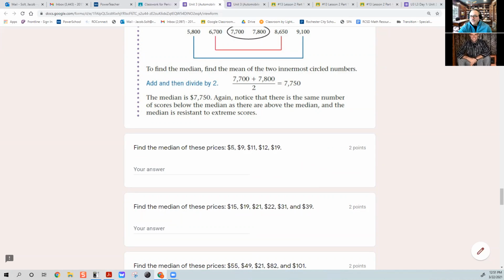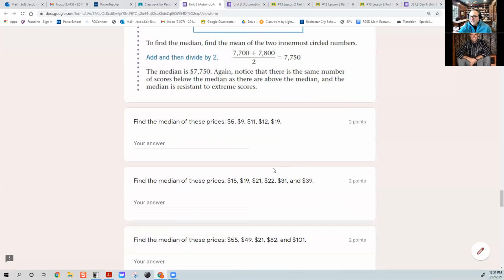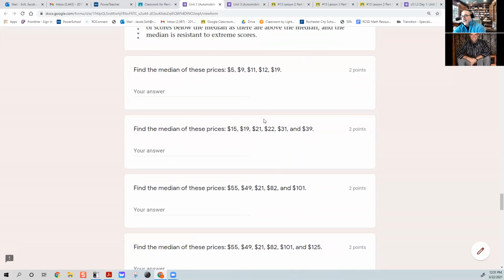So if I get rid of the 5, I get rid of the 19, I'm left with 9, 11, 12. I get rid of my next highest and lowest, that's 9 and 12. I'm left with 11 in the middle. So right here, the median is 11. You're just getting rid of the highest and lowest until you arrive at the middle number. And the reason why this is so easy is because there's 5 numbers, which means there's only 1 number in the middle.